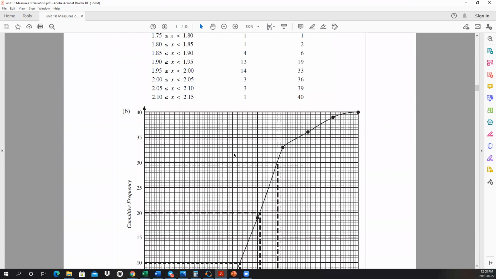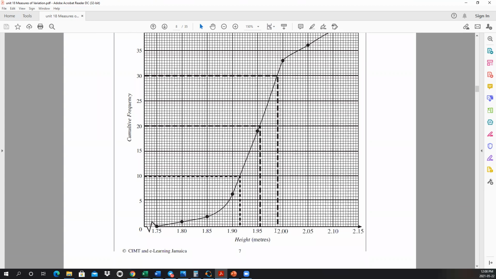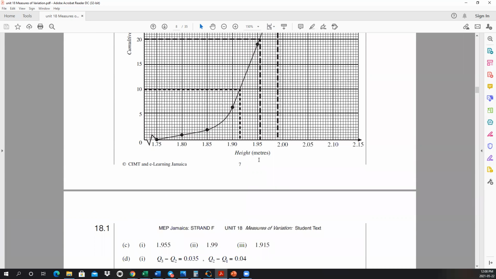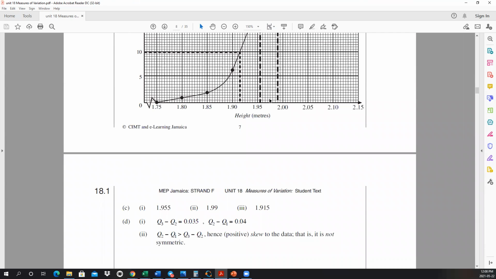Then the upper quartile is 40 students, a quarter at the top, right? So your count, a quarter would be 10, you count down to 30, you go across to the curve, come down, you get around, I don't know, this is like 1.99, I'd have to check, all right? So it's 1.99.